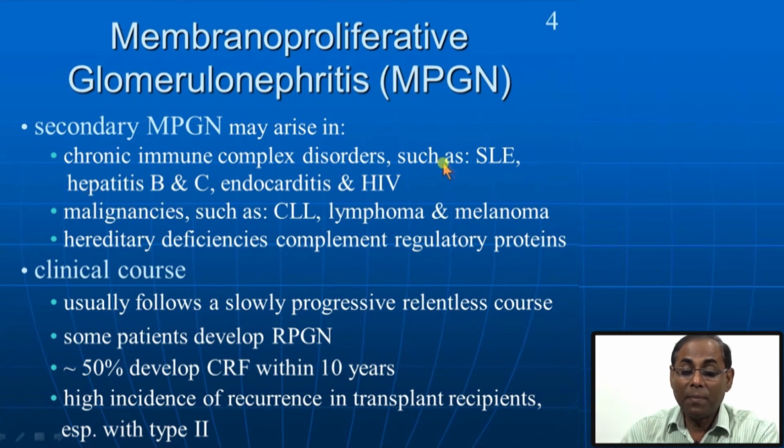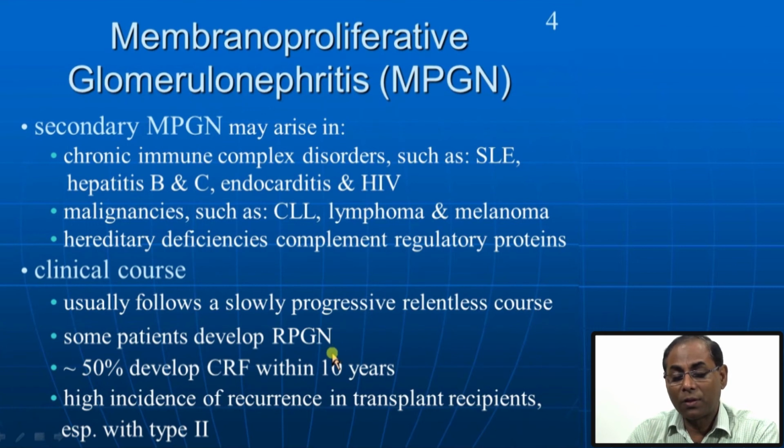Now, secondary MPGN can arise from chronic immune complex disorders like systemic lupus erythematosus, chronic infections like hepatitis B, hepatitis C, and endocarditis, and even HIV. Malignancies such as chronic lymphatic leukemia, lymphoma, and melanoma can give rise to an MPGN-like picture. Even hereditary deficiency of complement regulatory proteins, with complement pathway abnormality, can give rise to MPGN.